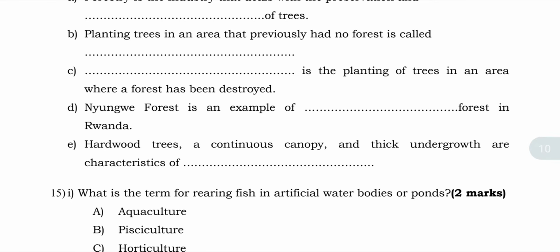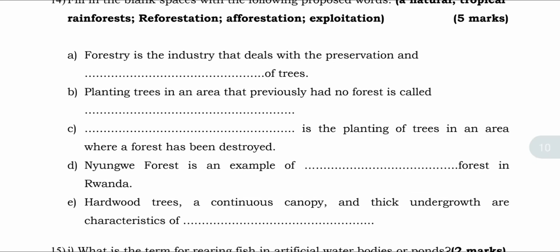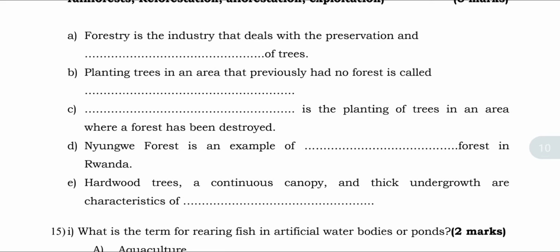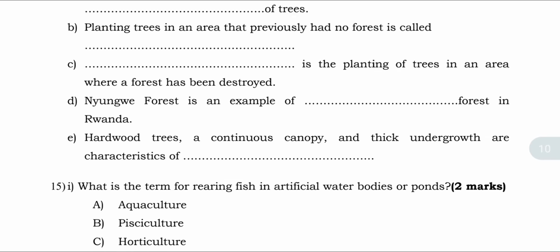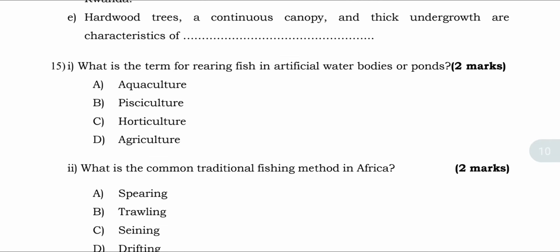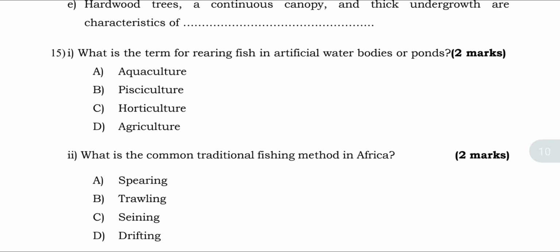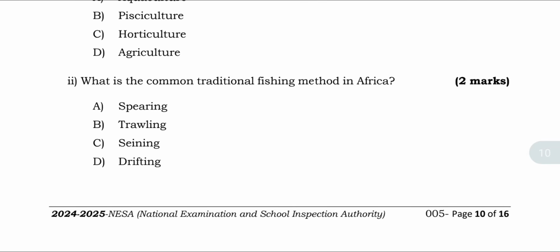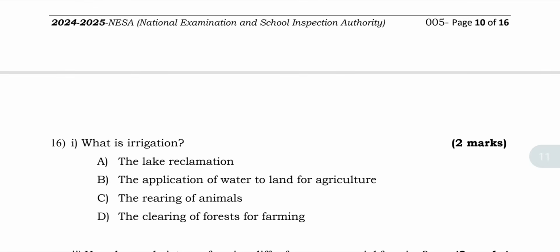And here we have seen question 15, and you have to choose from the options I have given. Question 15, what is the term for rearing fish in artificial water bodies or ponds? A. Aquaculture, pisciculture, horticulture, and agriculture. But if it's rearing fish, it can be aquaculture. And what about Roman 2? What is the common traditional fishing method in Africa? Spearing, trawling, seining, drifting. So you have to choose the best answer.